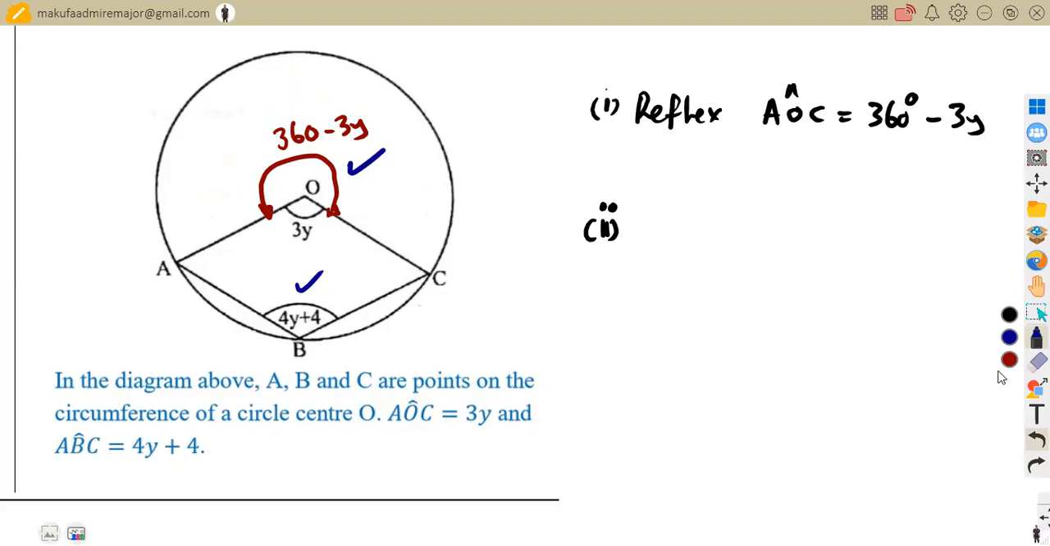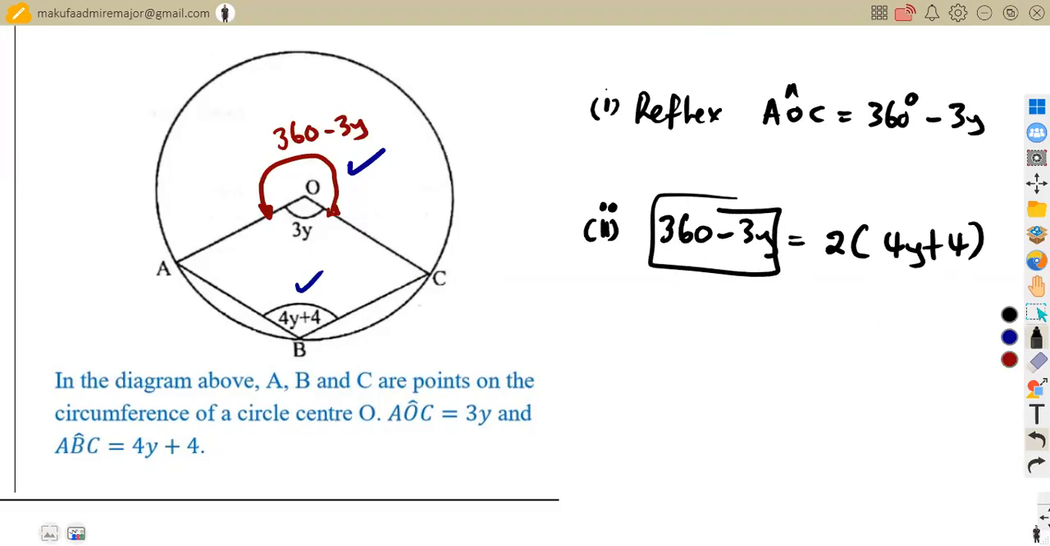So the angle at the center in this case, which is 360 minus 3y, is equal to, it's an equation that you are forming there. The angle at the center is equal to what? Twice the angle at the circumference. That's 2 times 4y plus 4. For these two to be equal, you must multiply this by 2. That's forming an equation, and you can solve for y in this case.